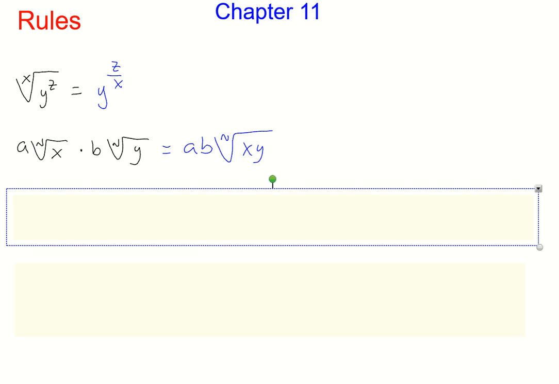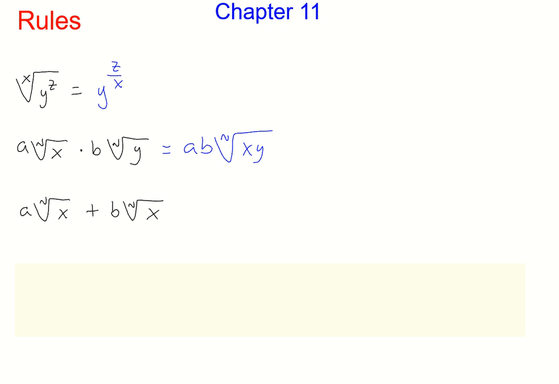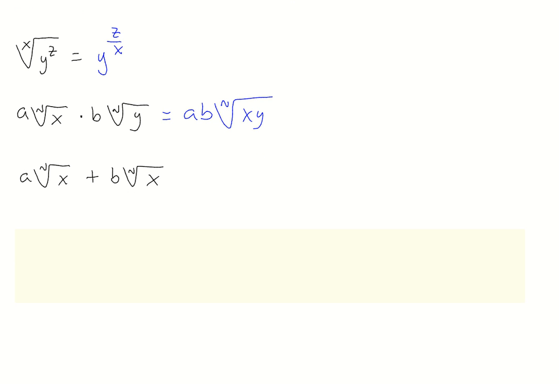So, all right, third one, go ahead and complete that rule. Now you're adding a times the nth root of x plus b times the nth root of x. So again, if you know what you're doing, you remember that you have to have a parentheses around the coefficients, and it's times the nth root of x.